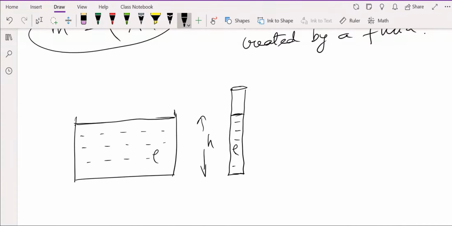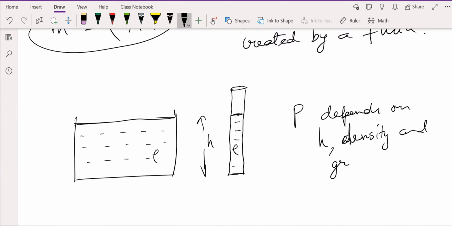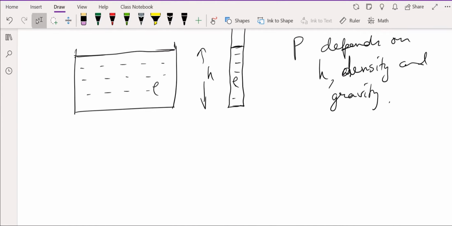The pressure at the bottom of the measuring cylinder and the pressure at the bottom of the fish tank are exactly the same because pressure depends on height and density and gravity. And if all of these are the same, definitely the pressure is the same.